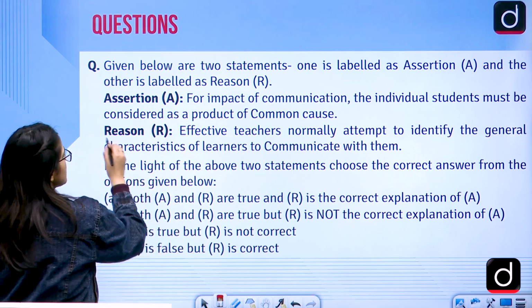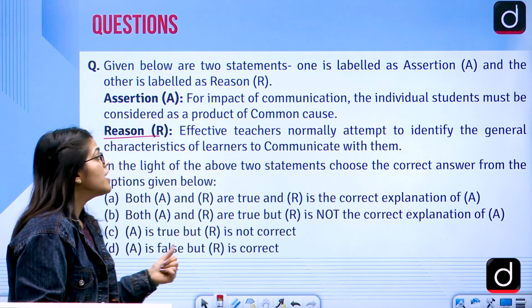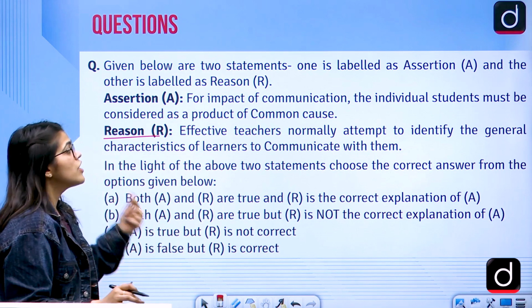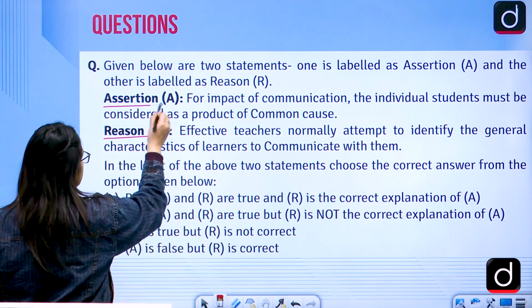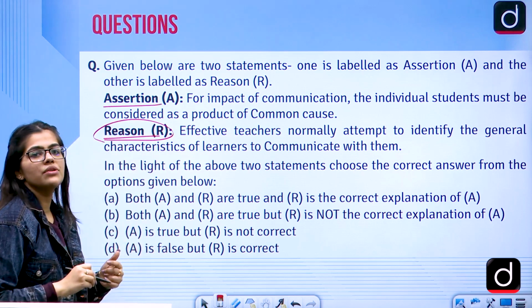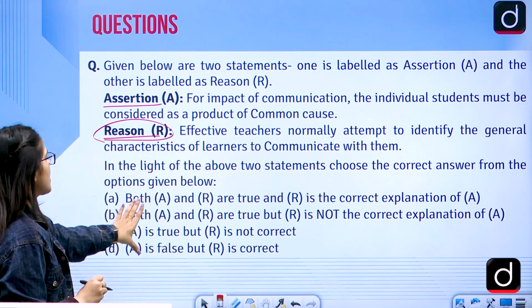Then we have the reason here. Effective teachers normally attempt to identify the general characteristics of the learners to communicate with them. This is the assertion and this is the reason given to that assertion. Here these are the two statements, and what do you think would be the correct answer?